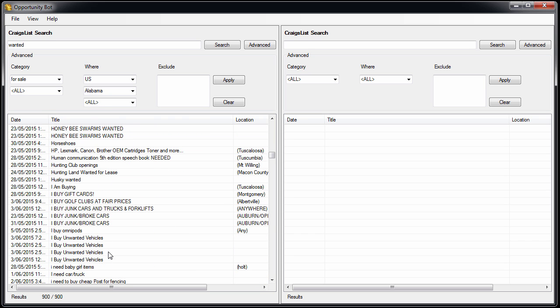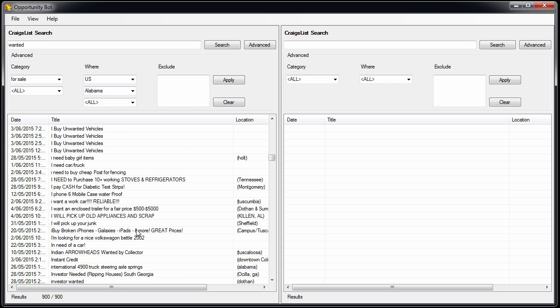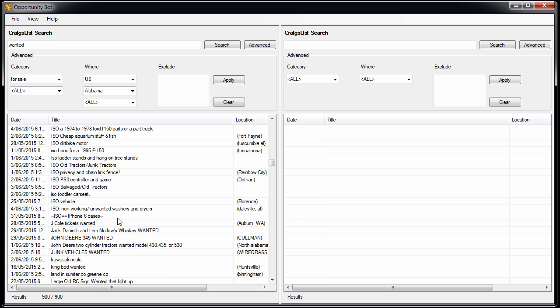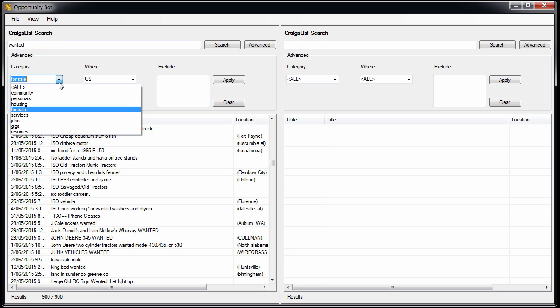So Honeybee Swarms wanted, that's probably a dealer. I buy unwanted vehicles, junk cars, that's the same guy as before. Lots and lots of dealers everywhere. So that's what you can find in the for sale section. There's probably lots of other clients that you can find in there as well if you know your business. If you know the types of clients that you're looking for, you'll probably be able to think of where they might be advertising, and that's how you can find them easily.